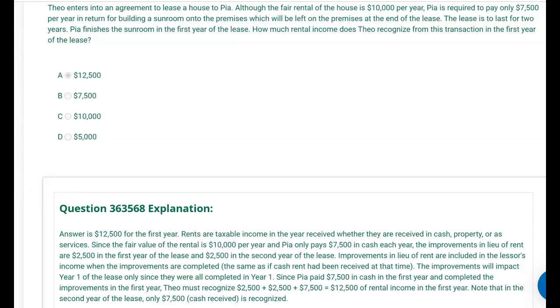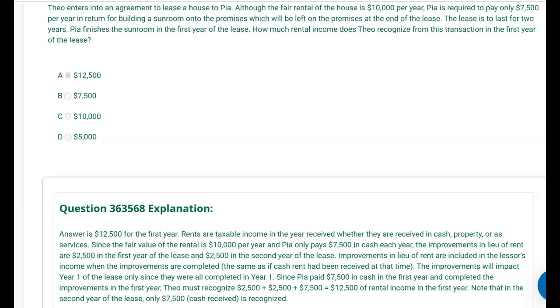Theo enters into an agreement to lease a house to Pia. Although the fair rental of the house is $10,000 per year, Pia is required to pay only $7,500 per year in return for building a sunroom onto the premises, which will be left on the premises at the end of the lease. The lease is to last for 2 years. Pia finishes the sunroom in the first year of the lease. How much rental income does Theo recognize from this transaction in the first year of the lease?